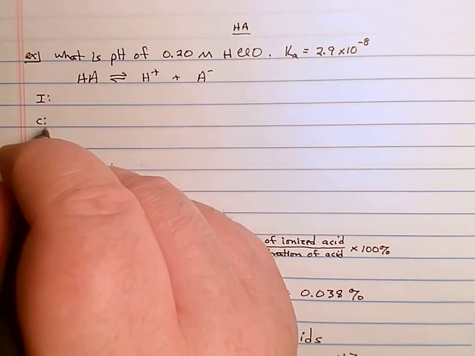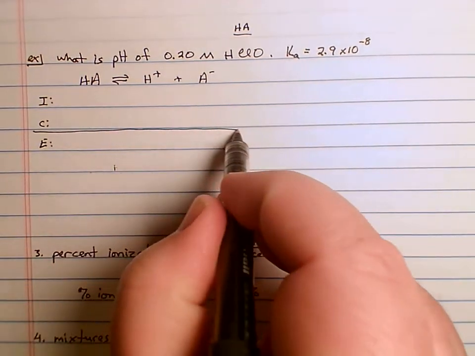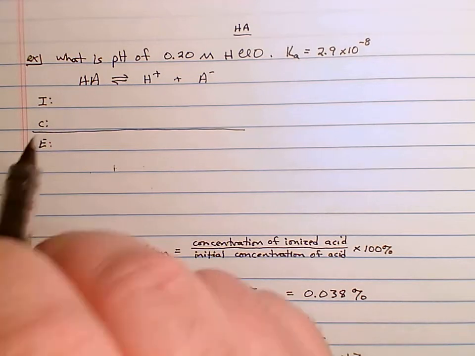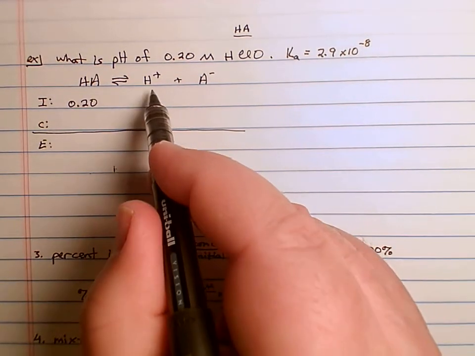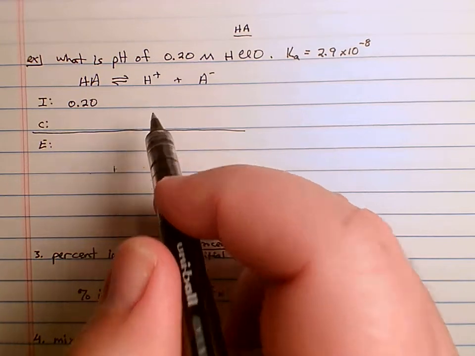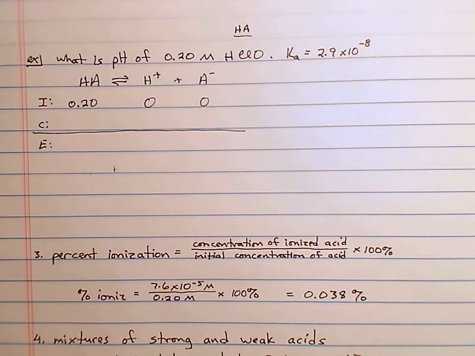Initial, change, equilibrium. I like to draw my line right now. All right, what's our initial concentration of HA? 0.20 molar. How much H plus do we have before any dissociation? 0. And 0 A minus before dissociation.